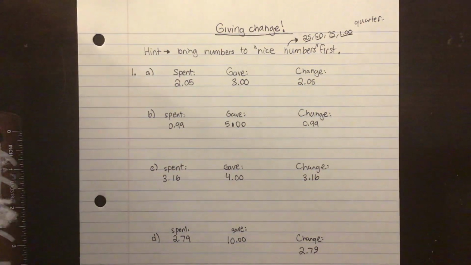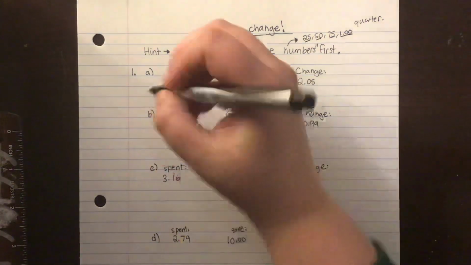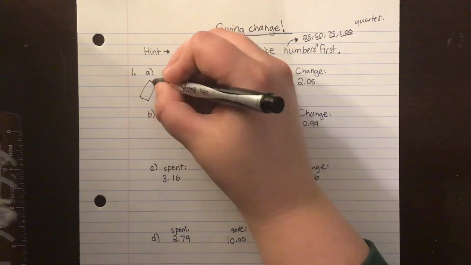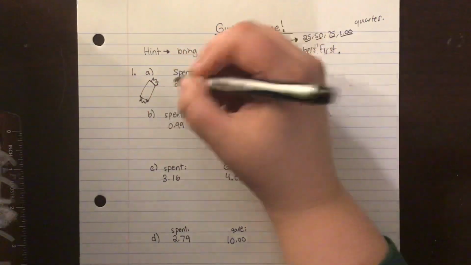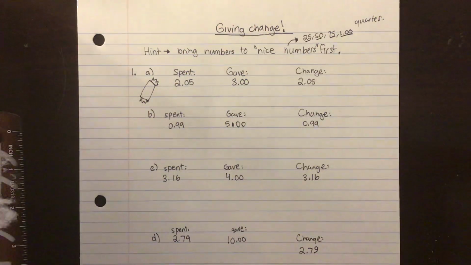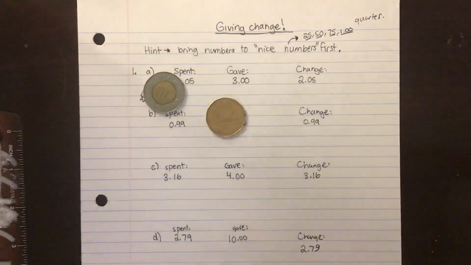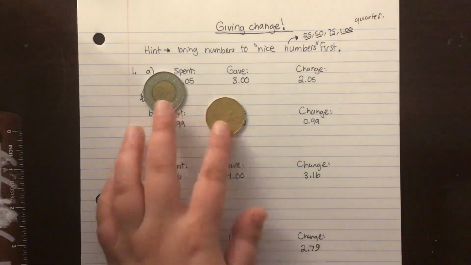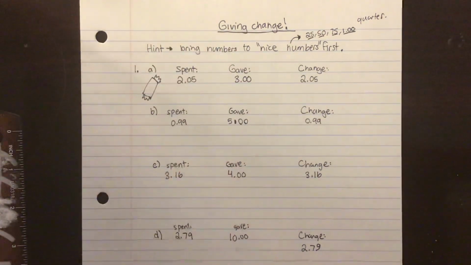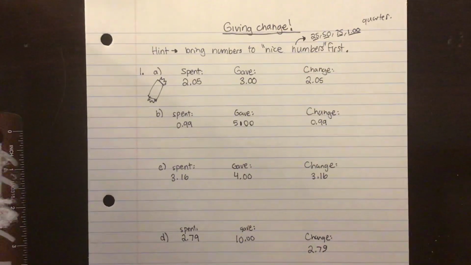So let's go through an example. Let's say we go to the store. We want to buy a chocolate bar. That chocolate bar costs $2.05. We don't have $2.05 exactly, so we give the cashier $3. There we go. And we now need change for that $3. So what the cashier has to do is they're going to take that money and then they're going to calculate how much money you need back, how much extra money you gave them.